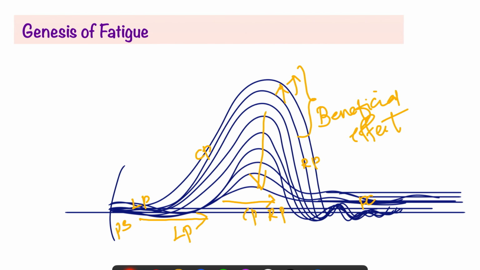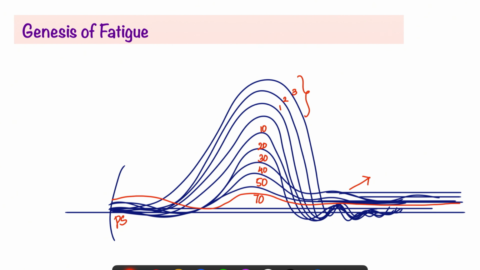So in fatigue, the muscle cannot work continuously. The first three responses show the beneficial effect. Then the force of contraction will be reduced, the latent period increased, and the contraction and relaxation phases prolonged. Here you can see the baseline is raised. Suppose this is our normal baseline. But if we keep on giving stimulus, what will happen? This baseline is shifted upwards.